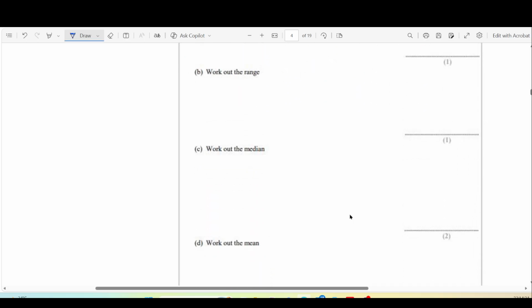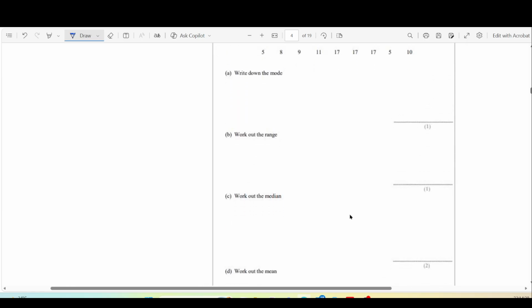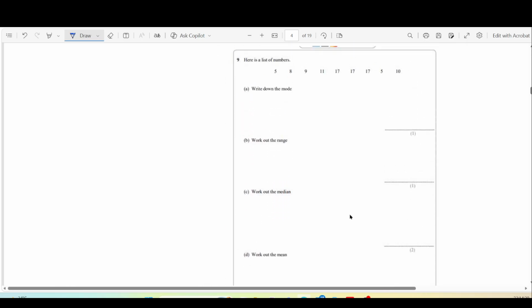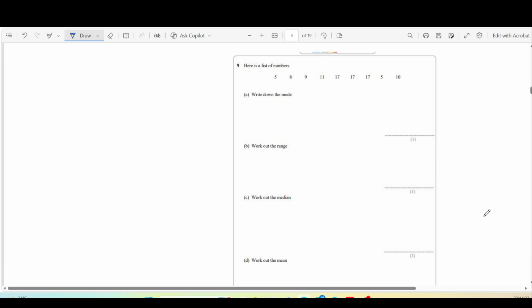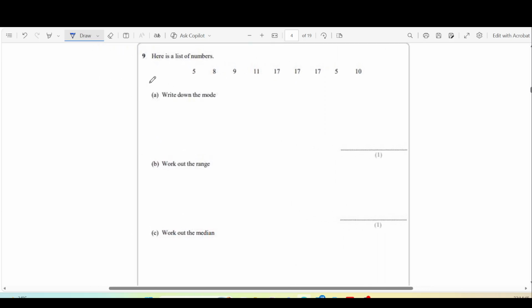Okay. Next question is this. We have been given some values. We have to find the mean, median, range and mode. So what is mode? Mode means the number which is repeating the maximum number of times. So if you see here, let me just zoom in. Which number is repeating the maximum number of times? It is 17, right? 17 appears 3 times, so 17 is the mode.